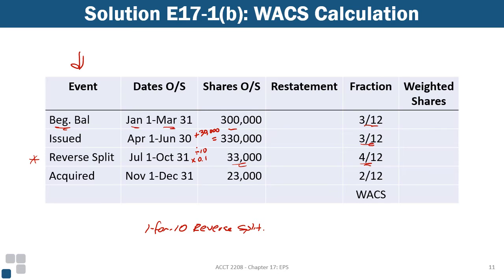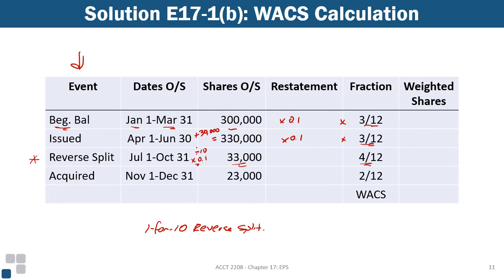October. But now it's at this point that we have this split that we need to apply retroactively. So I would restate the prior periods as well by multiplying by 0.1, right? For both. Oops, so times 0.1. Now I can go and fill in the results of the line items.